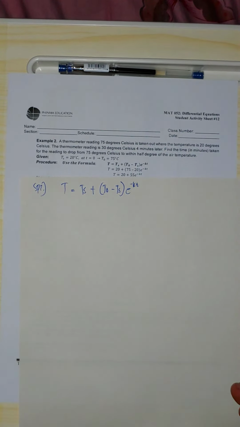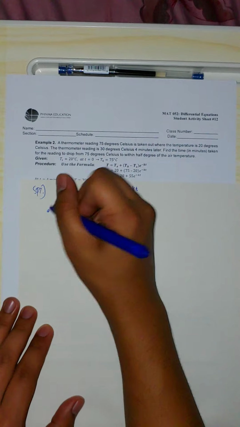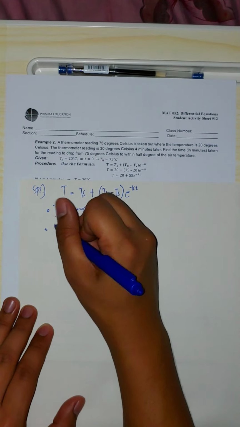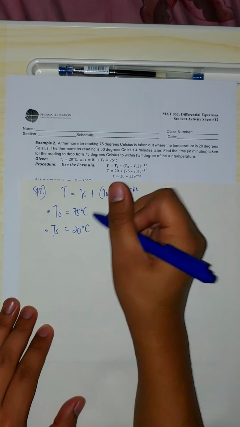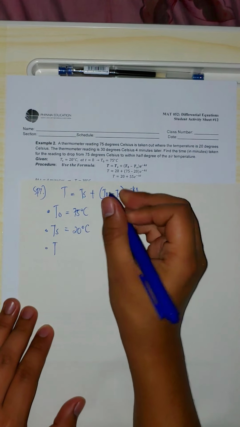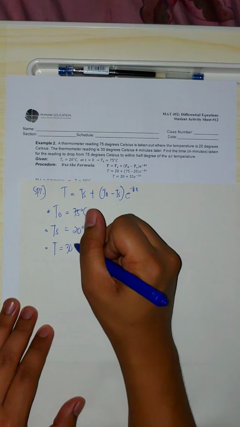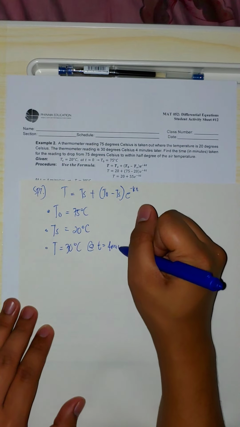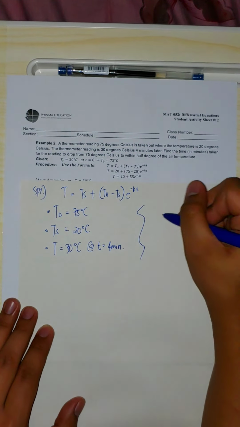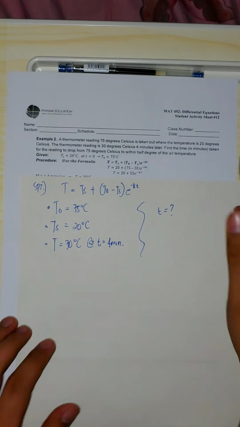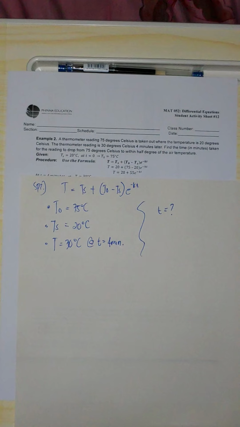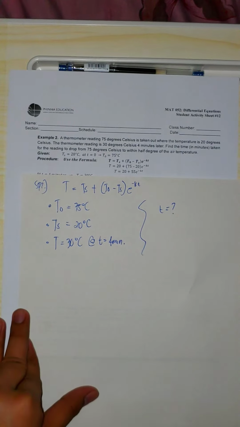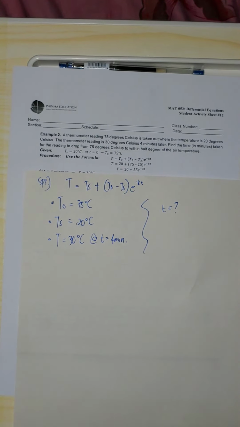So we have the given. The initial temperature is 75 degrees Celsius. And then the surrounding temperature, Ts, is 20 degrees Celsius. The thermometer reading after 4 minutes becomes 30 degrees Celsius at time t equal to 4 minutes. And now we are asked, what is the time for the reading to drop from 75 degrees Celsius to within half a degree of the air temperature. So we write our conditions to solve.